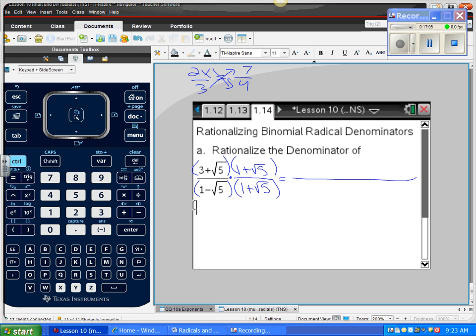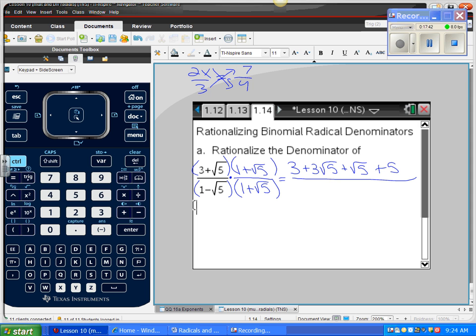3 times 1. 3 times positive radical 5. Good. 1 times positive radical 5. And radical 5 times radical 5. Just 5, right? So plus 5. Okay, so there's my numerator. Are you okay with the foiling part? Yes? Okay. Denominator, we're multiplying by the conjugate, so which two do I have to do?